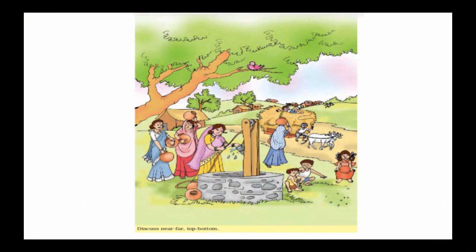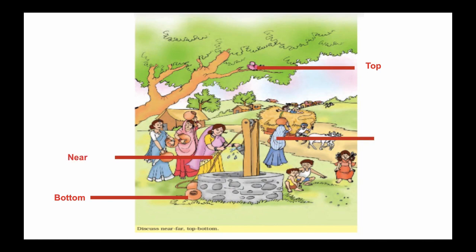Now move to page number 9. Here we have to tell near, far, top, bottom: who is near to the well, or take any reference point and tell who is near, who is far, who is on top, who is on bottom. Let us see some objects or some people from this picture. So this bird is on the top. This woman is near to the well. This woman is far from the well. Like this, you have to tell the position of all the things in the picture.